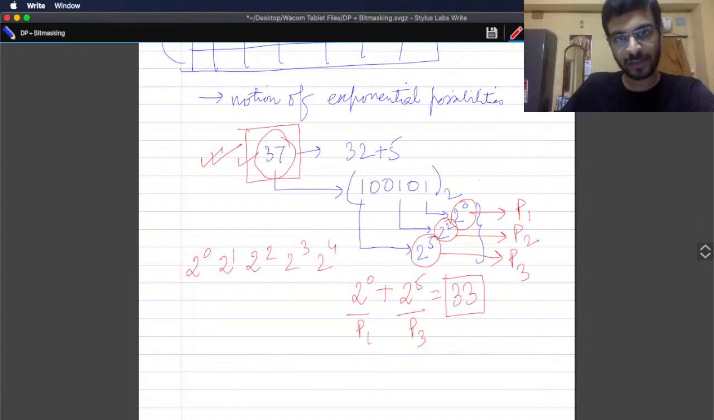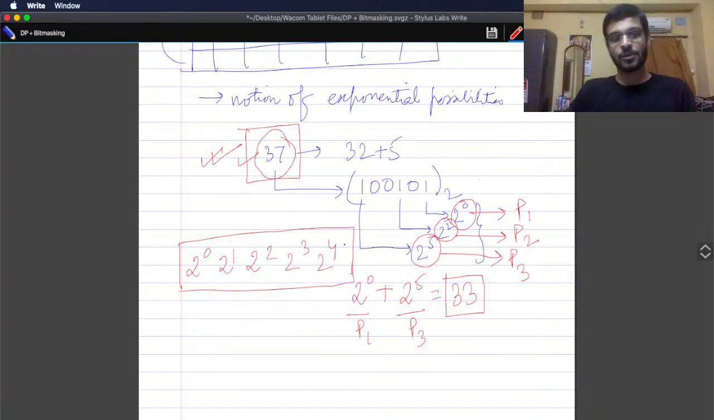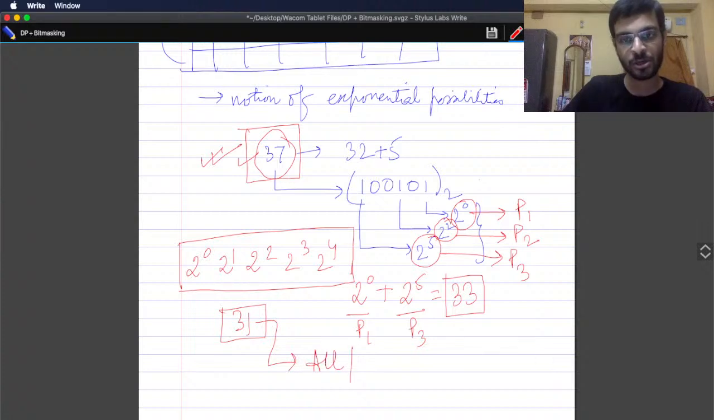Suppose you have got these values, 2 to the power 0, 2 to the power 1, 2 to the power 2, 2 to the power 3 and 2 to the power 4. We can say if you take all the values, we are going to get 31. This is by taking all the values. So 31 tells me that all the properties are present.